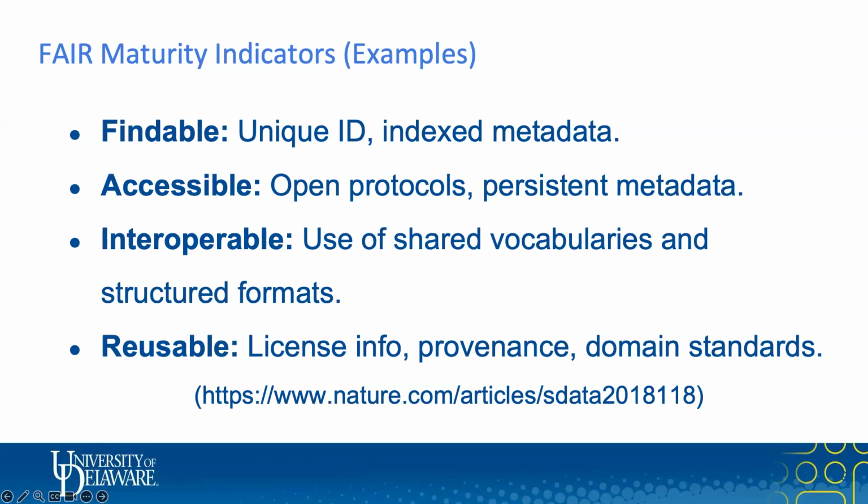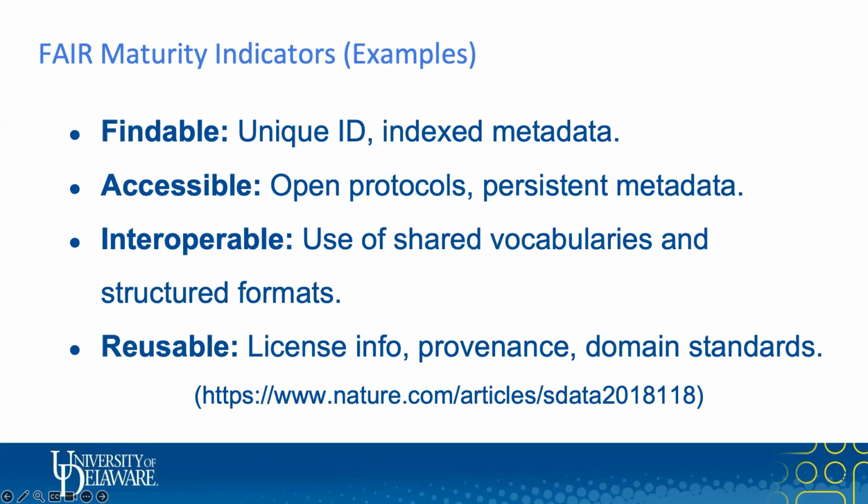For Accessible, we check if data uses open standardized protocols like HTTPS or APIs, and whether metadata persists even when the data itself is restricted. This ensures traceability and long-term availability. For Interoperable, data must use shared vocabularies, like the MeSH terms in biology, and a structured format, such as JSON-LD instead of PDF tables. This acts as a universal translator, enabling cross-discipline collaboration.